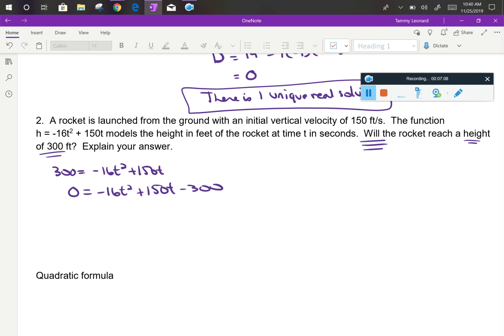We want to know, does this have any real solutions, right? Because a rocket isn't going to reach that height in imaginary numbers, right? It's going to reach that height in real time, or it's not, okay? So we're looking to see if there are real solutions. So we're going to do our discriminant. The discriminant equals B squared, so 150 squared, minus 4 times negative 16 times negative 300.